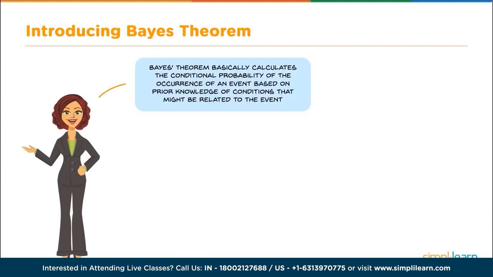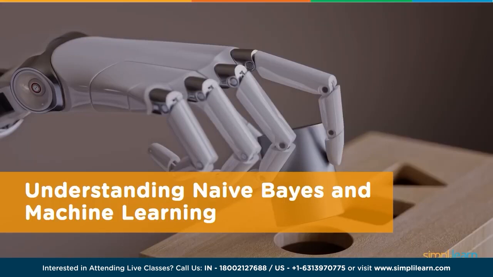So the Bayes theorem basically calculates the conditional probability of the occurrence of an event based on prior knowledge of conditions that might be related to the event. We will explore this in detail when we take up an example of online shopping further in this tutorial. Understanding naive Bayes and machine learning.